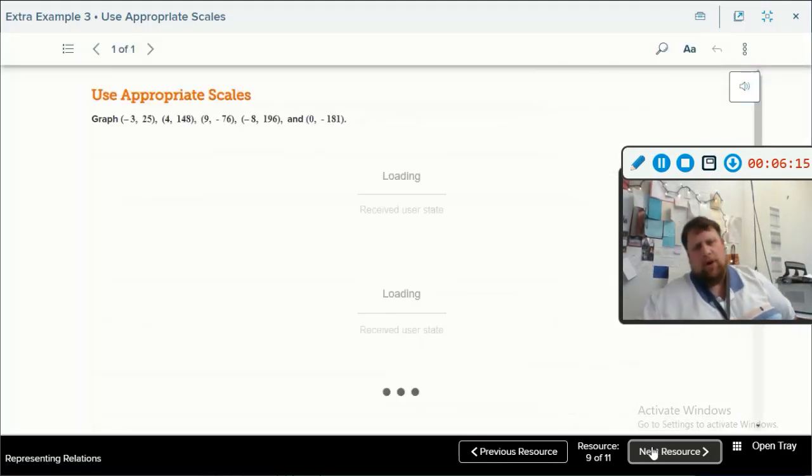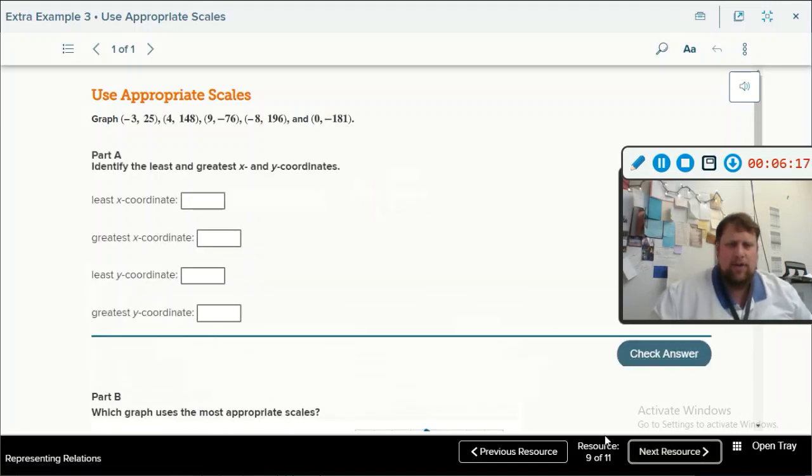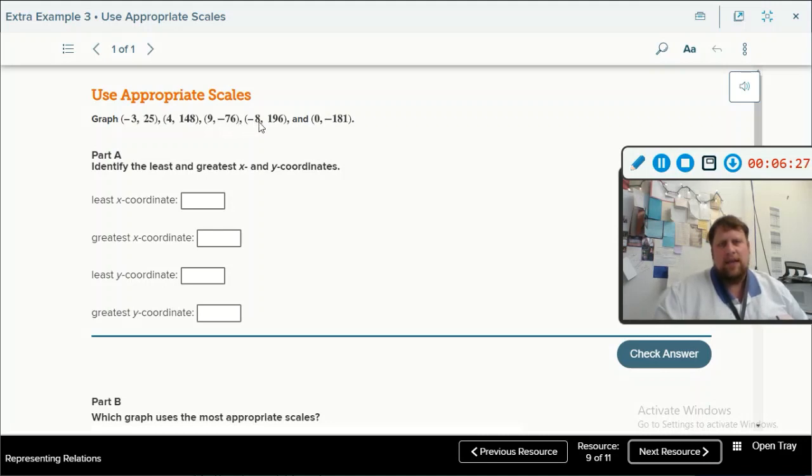Well, there's a little bit of an art to it. It's not going to be perfect all the time. But here's what we do. So let's say I'm given these 1, 2, 3, 4, 5 points, and I'm going to graph them. I have (-3, 25), (4, 148), (9, -76), (-8, 196), and (0, -181).